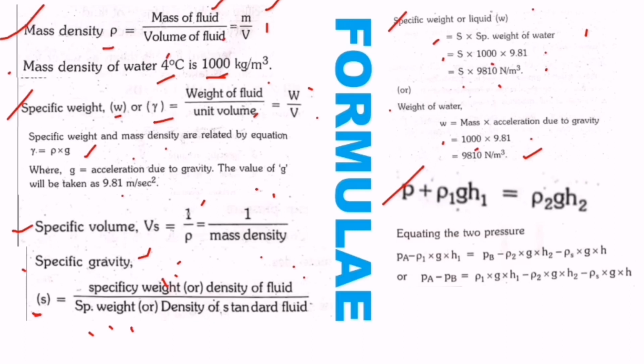So this is P plus rho 1 g h1 equals rho 2 g h2. This is the formula for manometers. When an inverted U-tube manometer is there, then we will take this formula: Pa minus rho 1 g h1 equals Pb minus rho 2 g h2 minus rho s g h. Or we can take it as Pa minus Pb equals rho 1 g h1 minus rho 2 g h2 minus rho s g h. These all are very important formulae for fluid mechanics or properties of fluids.